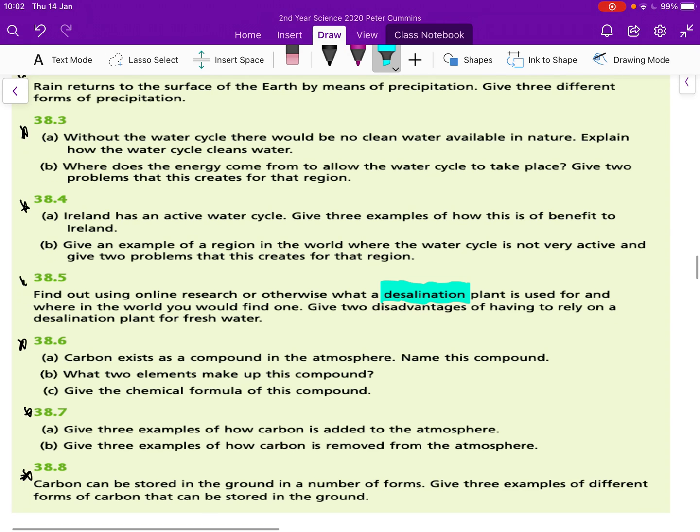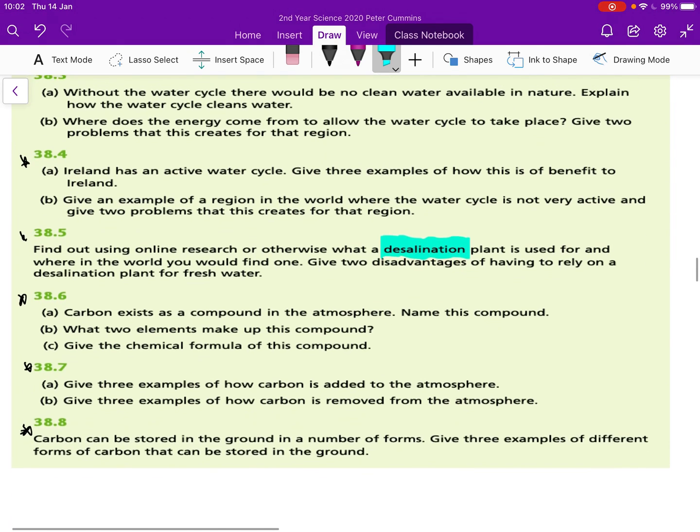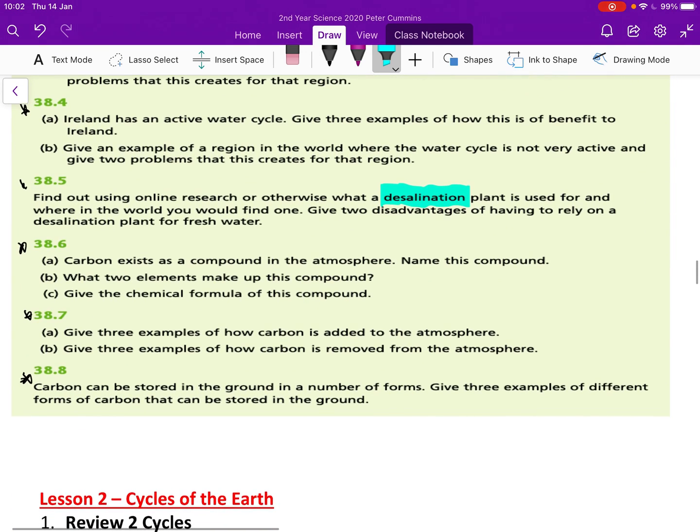But if you're not sure of any of the answers to those questions, you can stick a post up and we will go through them. But I think nearly everyone, I looked at 21 sets of questions and no one had any of them wrong, bar the desalination one. So make sure you have that in your homework copy.